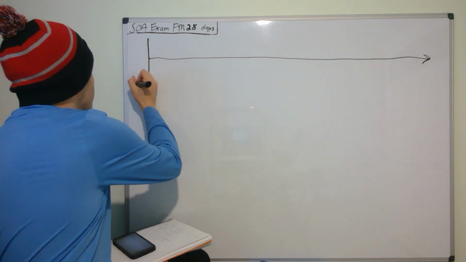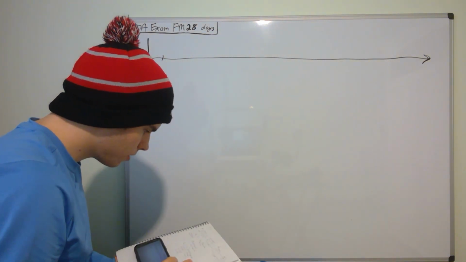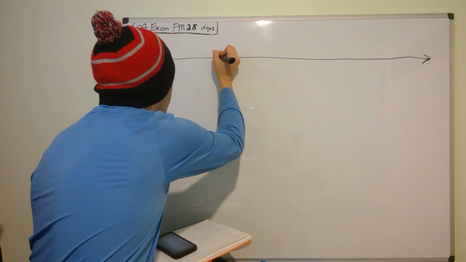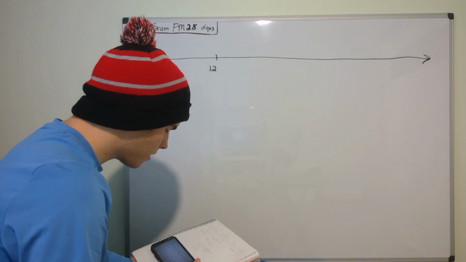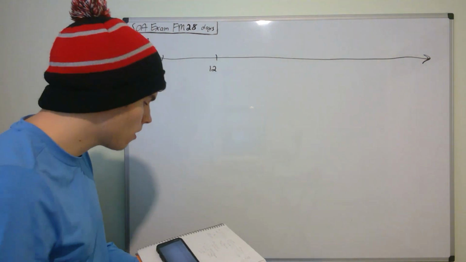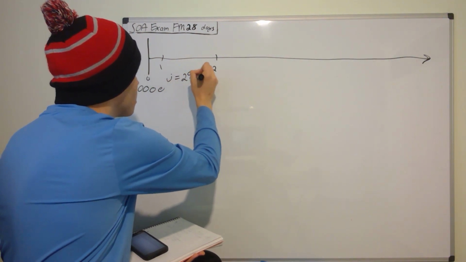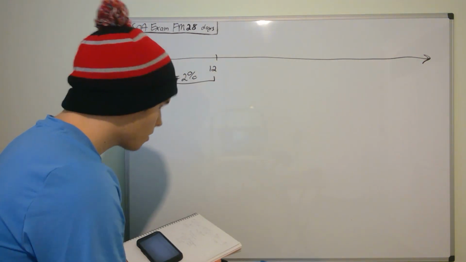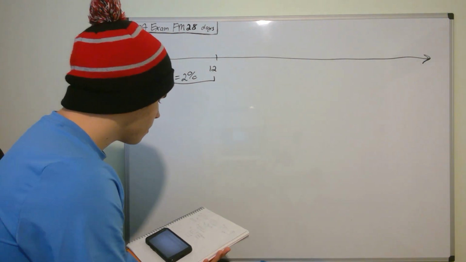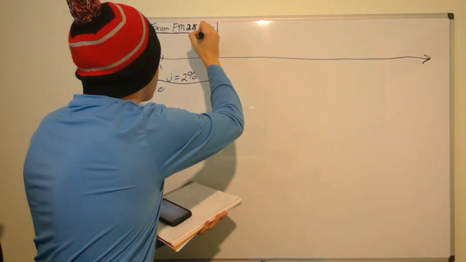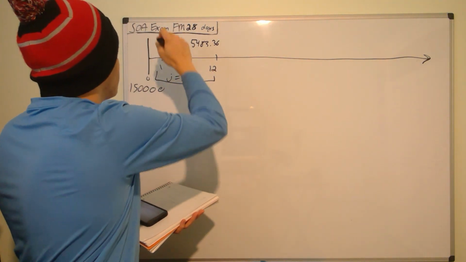Okay, so originally it would be 150,000 at time 0. And then from time 1 all the way up to time 12, with an interest rate of 8%, and this is all quarterly, so we have 8% divided by 4, which gives us a j effective rate of 2%. So j equals 2% for this section. And that is payments of 5,483.36, that's also right here.